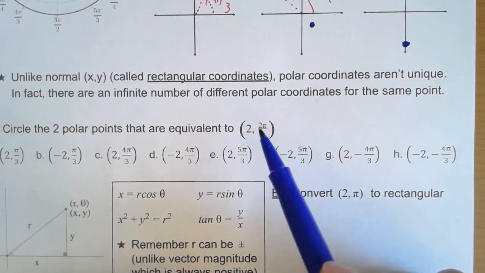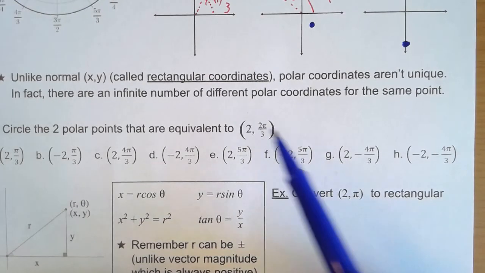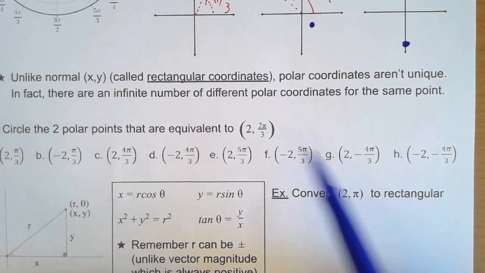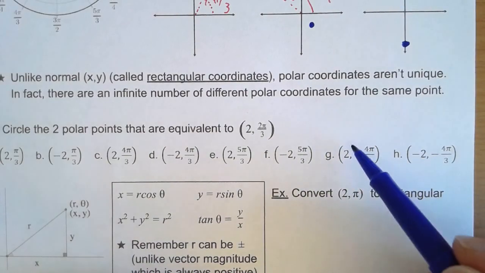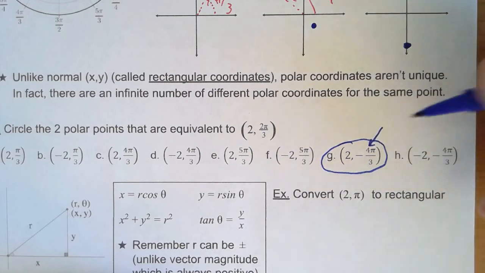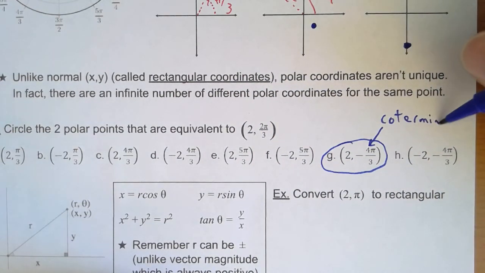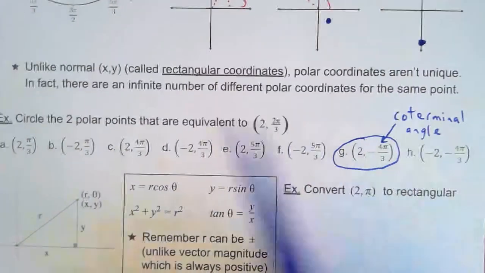And so if we look at this point right here, (2, 2π/3), 2π/3, and then this -4π/3 land in the same spot. And so if I keep the r, the distance from the origin, the same, and have 2 angles that land in the same place, then the point is going to be the same. The word for that again was coterminal angle. So any coterminal angle with the same r will give you the exact same point. All right, so that's one option here.